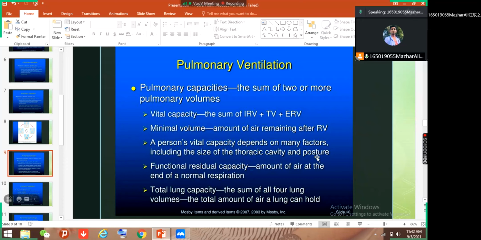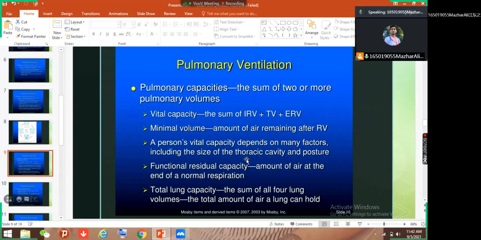Then posture: sitting position, resting position, walking position. Different positions change posture, because sometimes cardiac patients or pulmonary embolism, pulmonary effusion patients will not breathe well in the supine position. They breathe very well in the sitting position. So this is how posture influences the vital capacity.